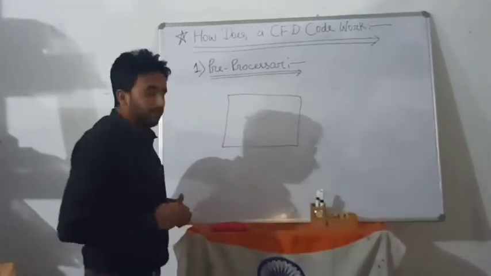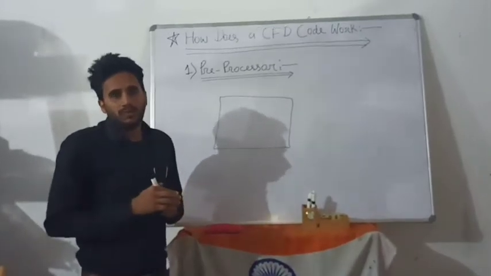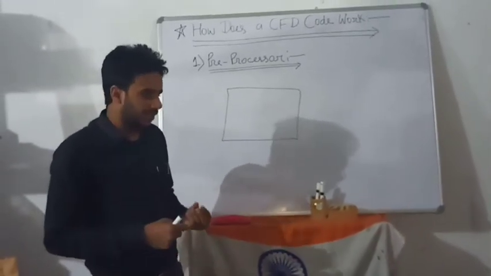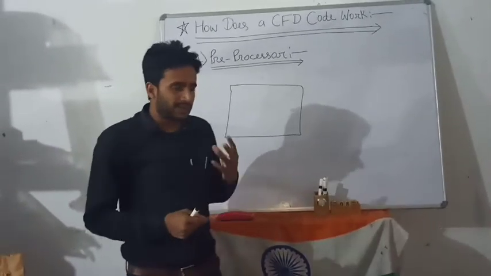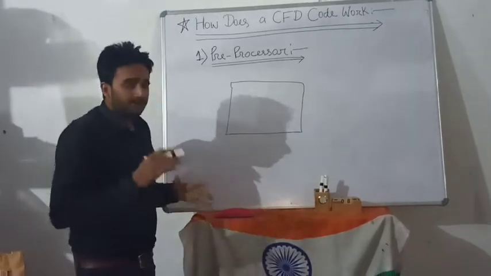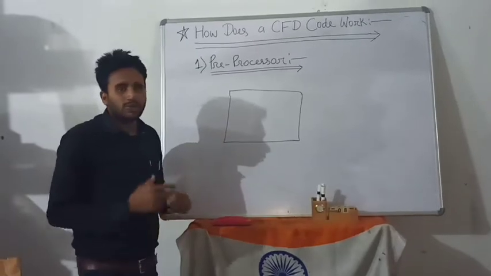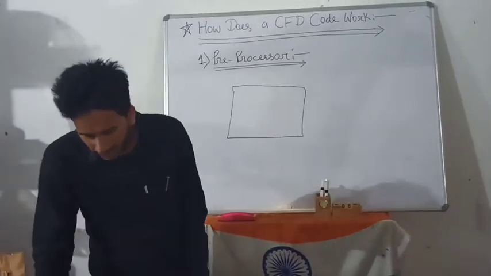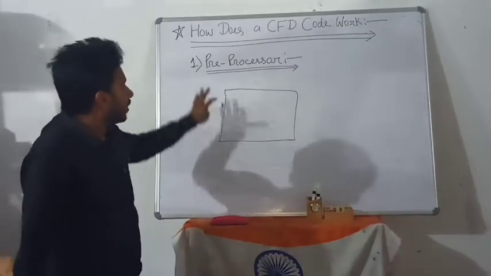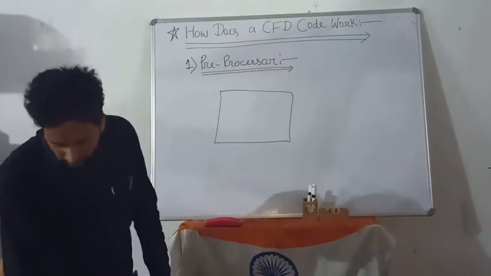I discussed in the previous video what a grid line is, what a grid is, what structured and unstructured are, and I explained in detail how discretization is solved. Then I am talking about the pre-processor.